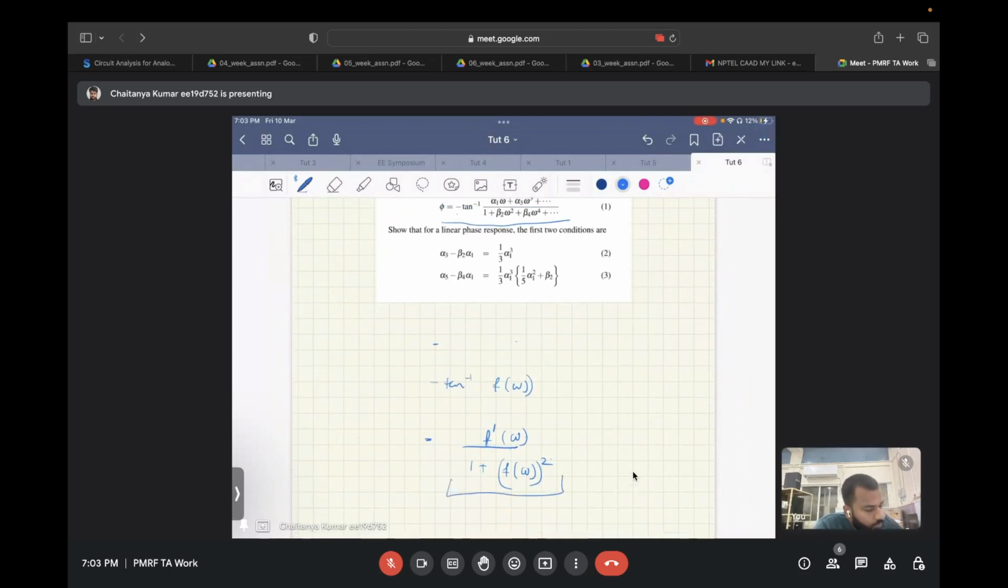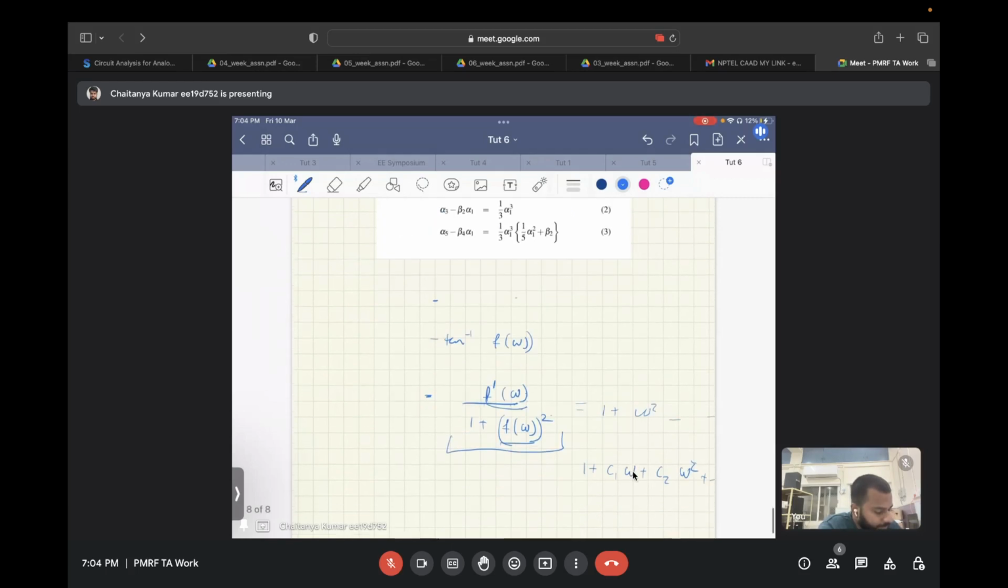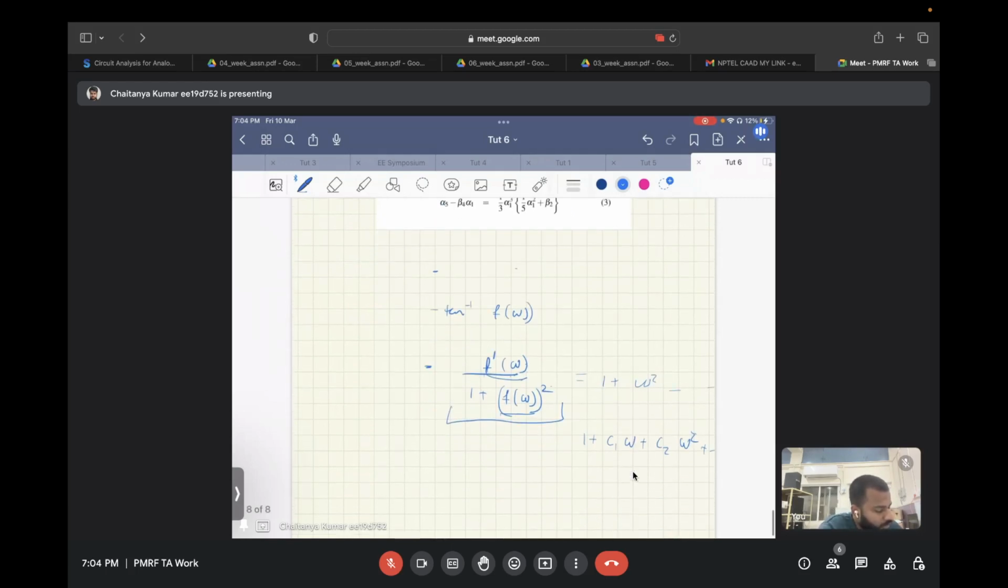Yeah, correct. So now you can either use Taylor series, or you can work out the math. This will be some kind of polynomial in omega, so it will be 1 plus C1 into omega plus C2 into omega squared and so on, because this is also a polynomial. So you can write the Taylor series for this. These coefficients C1, C2 and so on, you should put as 0 to keep on getting the conditions.